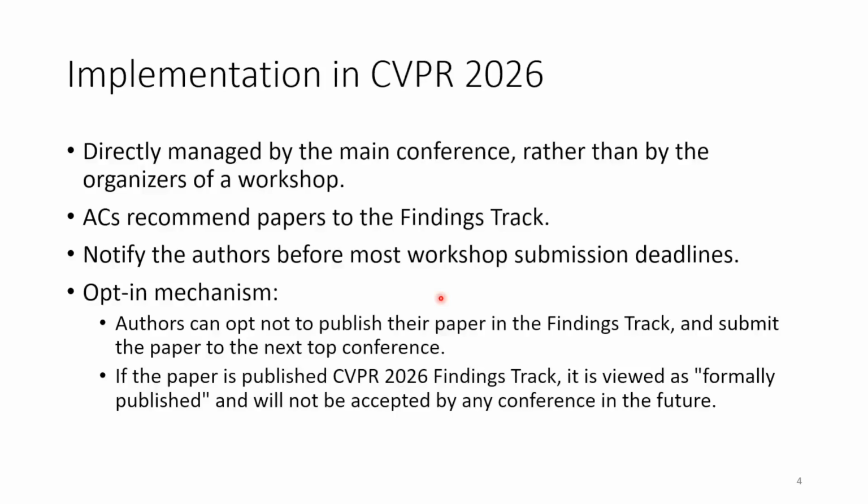Okay. So some authors may think, oh, our paper is high quality, we don't accept a second-tier publication. So they can refuse the acceptance and try to implement a new algorithm or so on, and submit to the next top conferences. Okay.